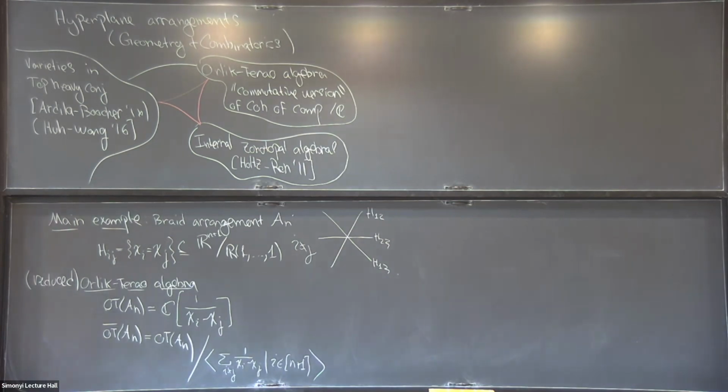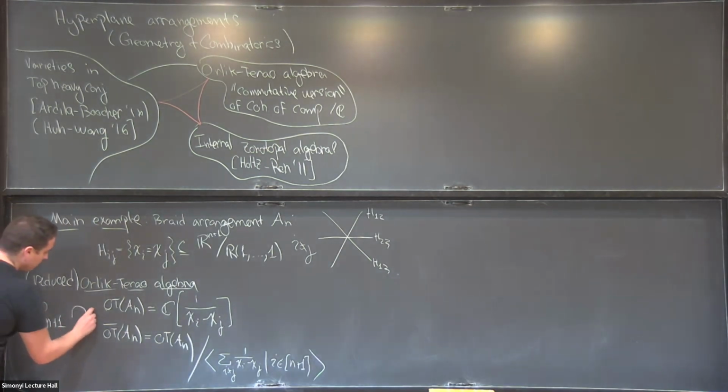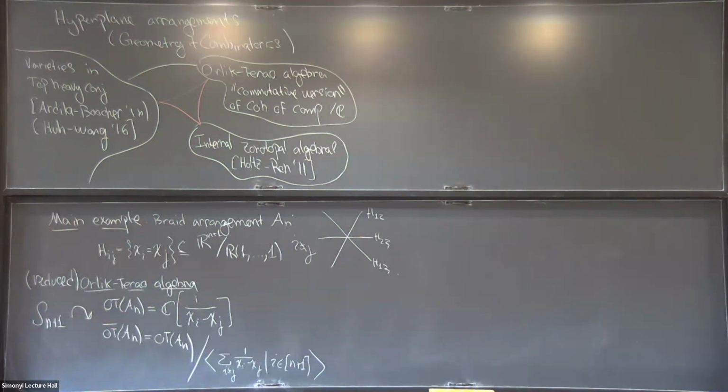Okay, and the symmetry group S_(n+1) acts on the braid arrangement, and so it acts on both of these algebras by permuting the labels. So in this case, it will be interesting to ask what is the structure of this OT bar as a graded S_(n+1) representation. Okay, so that's one thing.